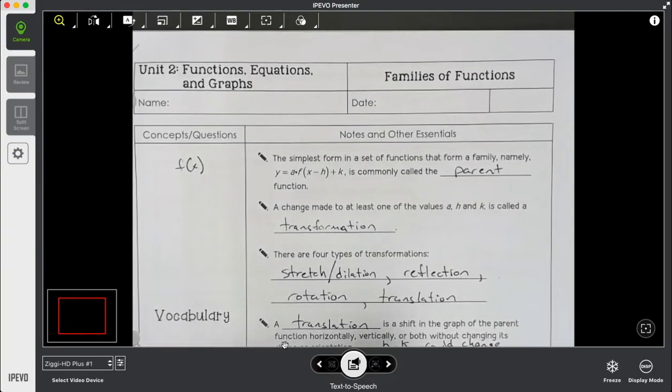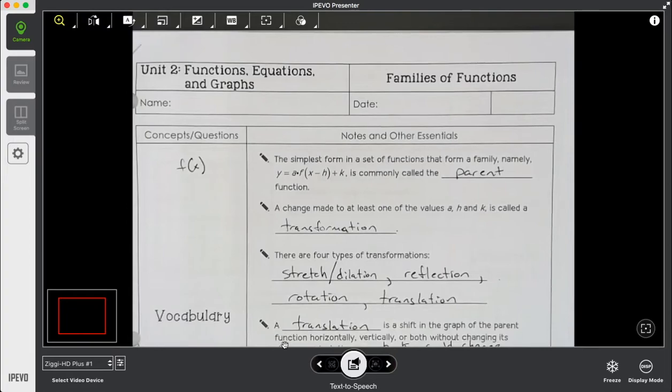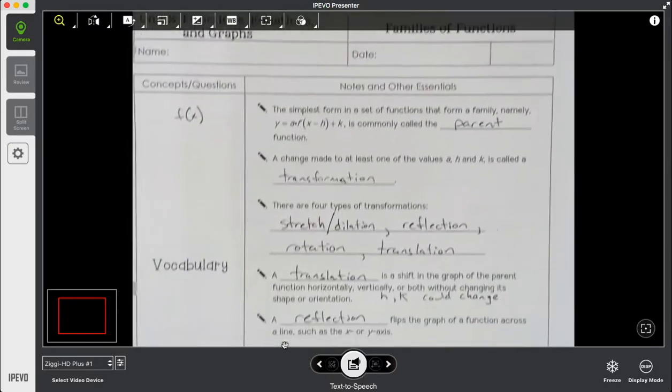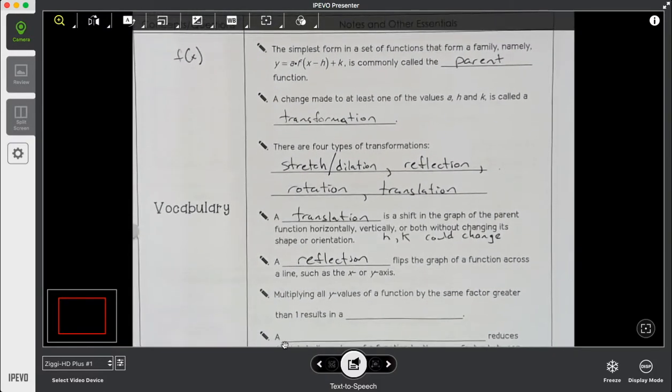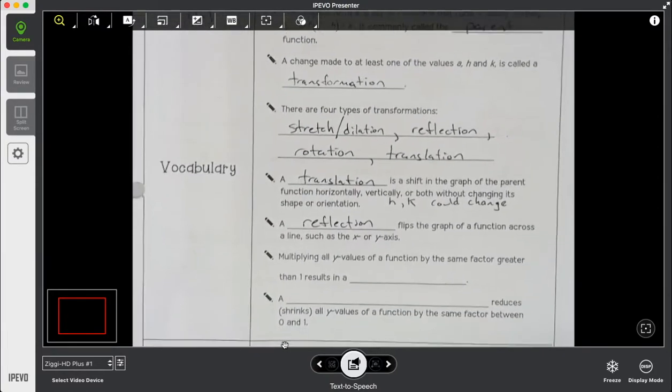The next type is a reflection. A reflection flips the graph of a function across a line, such as the x-axis or y-axis or any other line. But for now, we are going to focus only on reflections across the x-axis or y-axis. We will not be doing more difficult reflections. Let me slide this up to make sure you can see that. Again, a reflection flips the graph of a function across a line, such as the x-axis or y-axis.